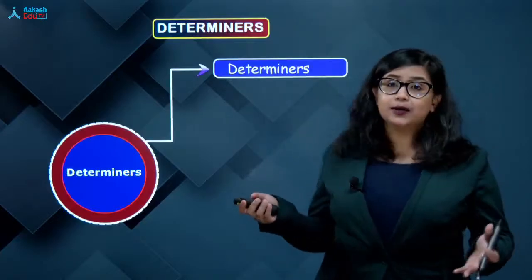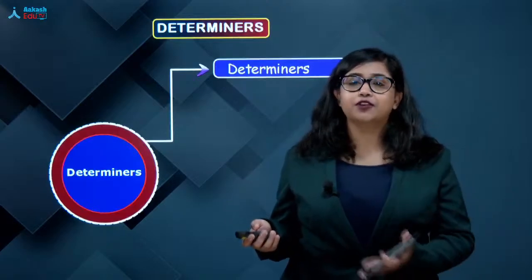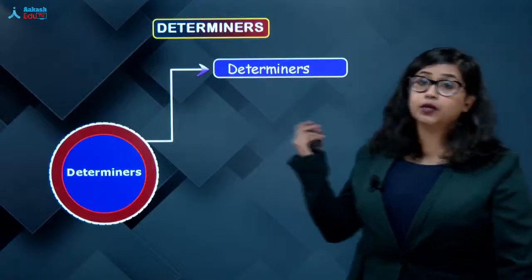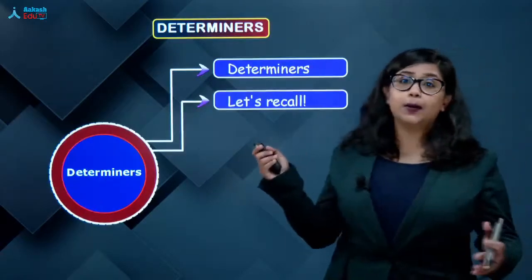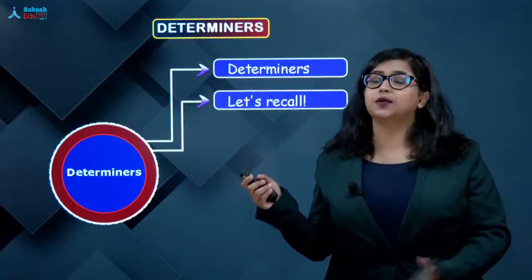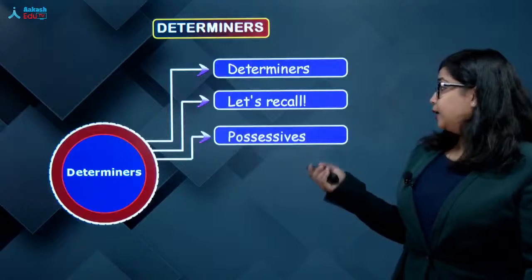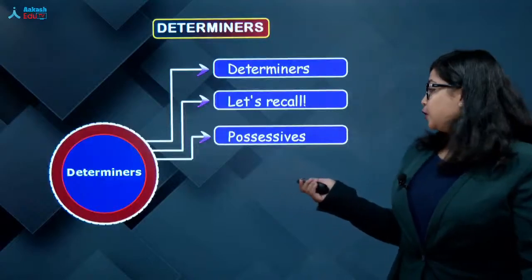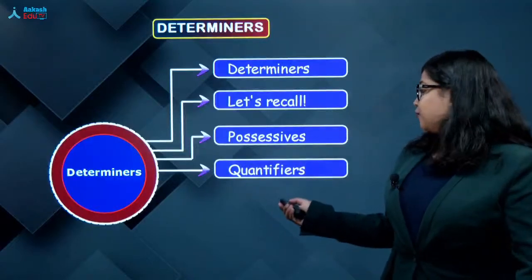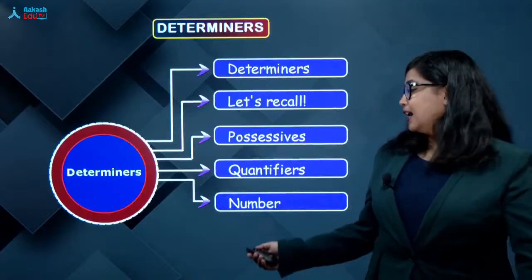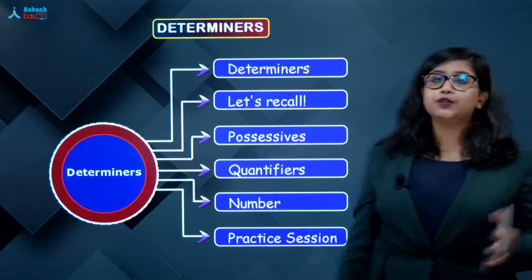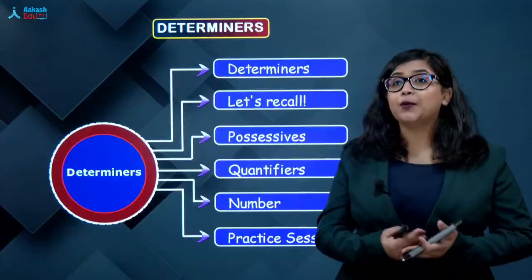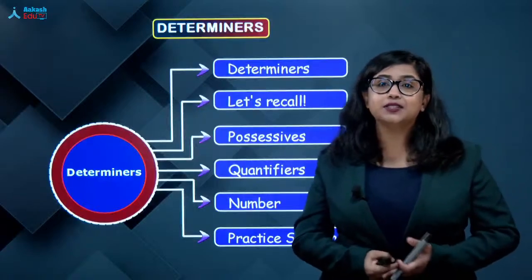Let us look at what we're going to cover in today's session. Today we will be starting by recalling what determiners are and all the other parts of determiners that we had studied in the last class. Then we are going to look at the very next type of determiner, which is possessives, followed by quantifiers, followed by numbers, and then towards the end we are going to practice together so that you ace your learning. So without wasting any further time, let's get started.